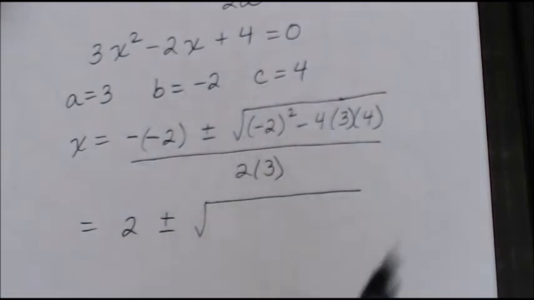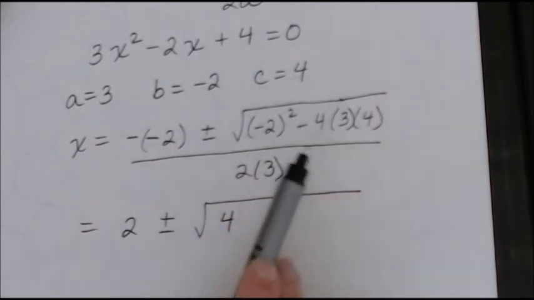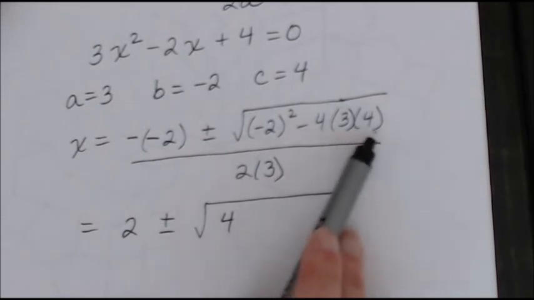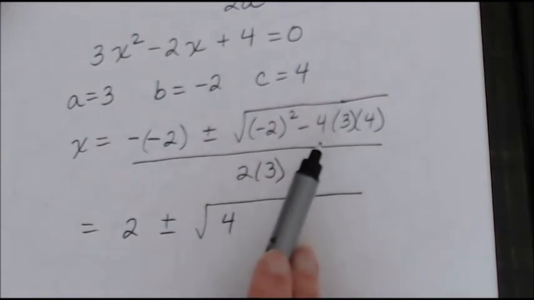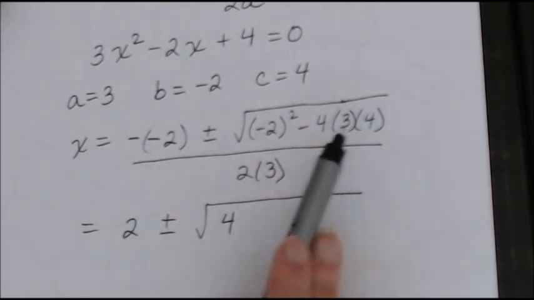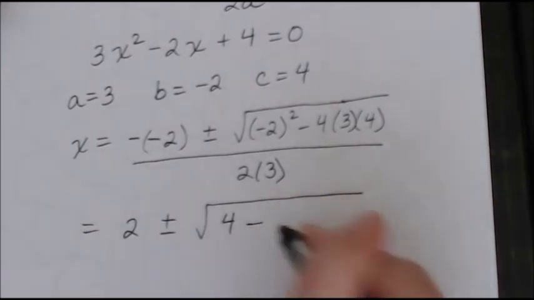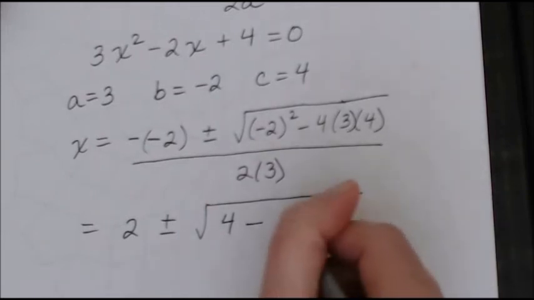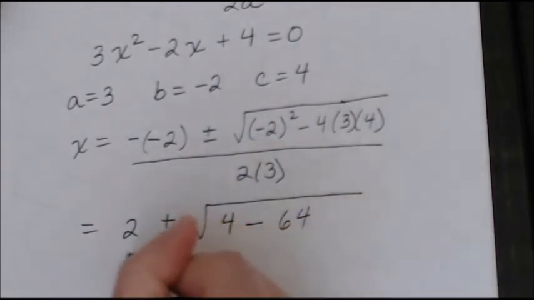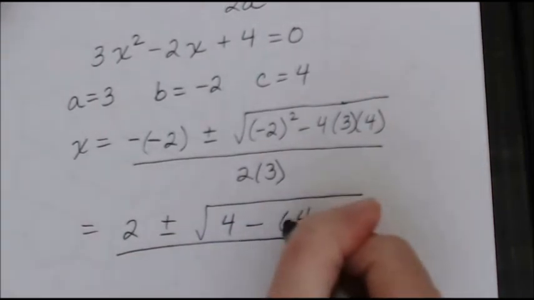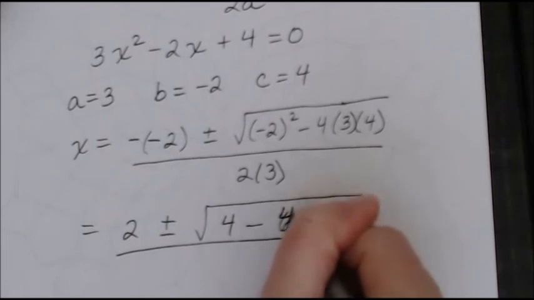Negative 2 squared is 4. We have one negative sign here. What I usually do is I look at the number of negative signs I have here and make a determination about whether it's positive or negative. 1, of course, is negative. If I had 2 negatives, that would be a positive. If I had 3 negatives, that would be a negative again. So we're going to have minus or negative 4 times 3, which is 12, times 4 again, which is 64. And I'm sorry, 12 times 4, that's not 64. That's 48. Sorry about that.